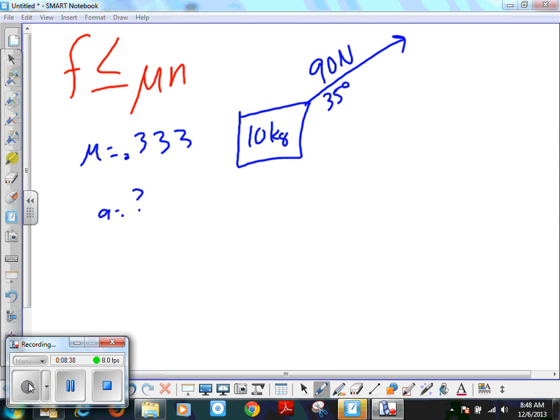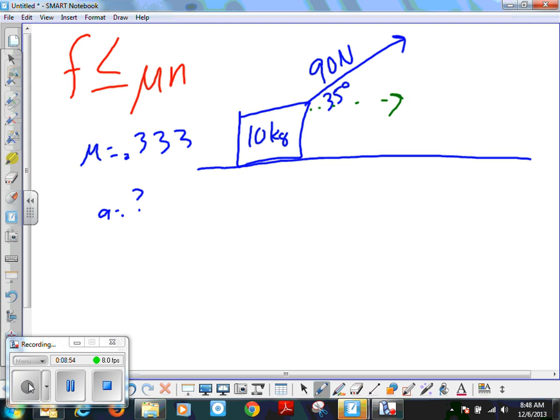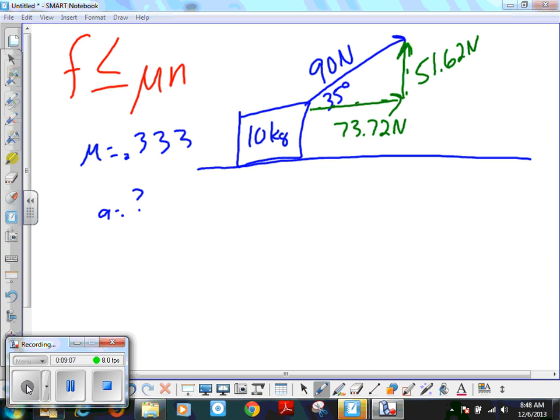Okay, this is probably the biggest level of difficulty of these types of problems for us. The question here is the acceleration. So the first thing we have to do is resolve our vector into x and y. Okay, so the sine of 35 times 90 and the cosine of 35 times 90 are 51.62 newtons up and 73.72 newtons to the right.